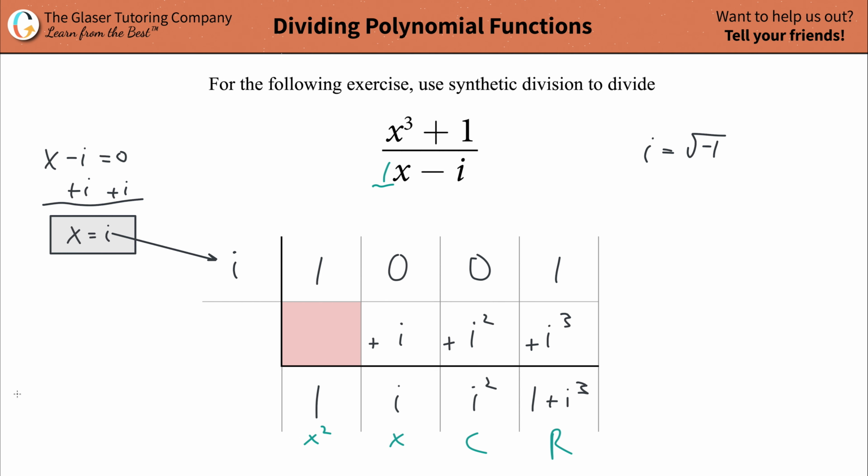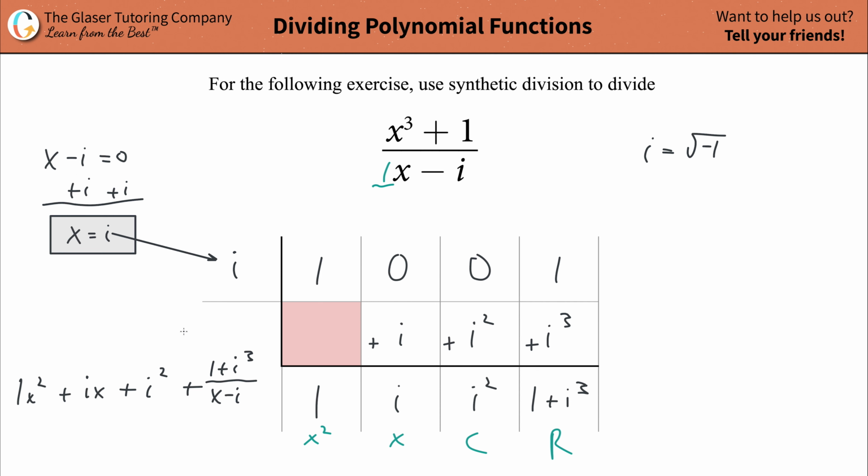So we got 1x squared plus ix, plus then, here's the constant term, i squared. Plus then now, here's your remainder. So this is going to be 1 plus i cubed. Okay, all being now divided by whatever your divisor is, x minus i.